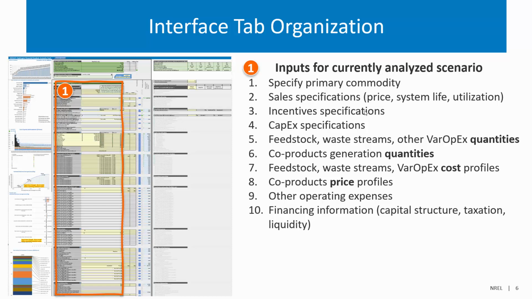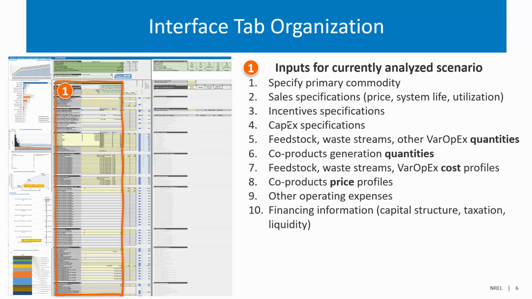You can do a couple of production incentives, either as an income or as a tax credit. You can also have capital incentives. You can have other sources of income, as well as take or pay contracts.